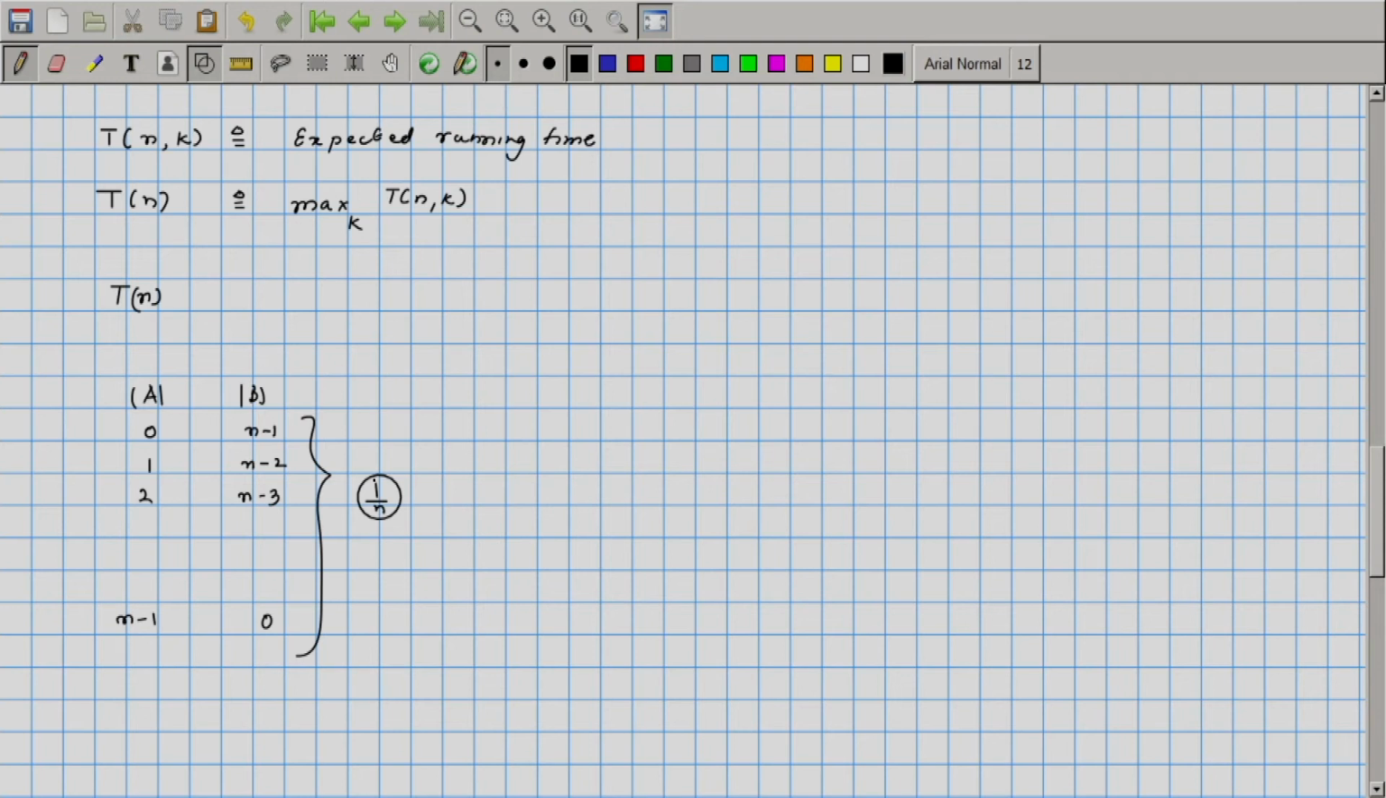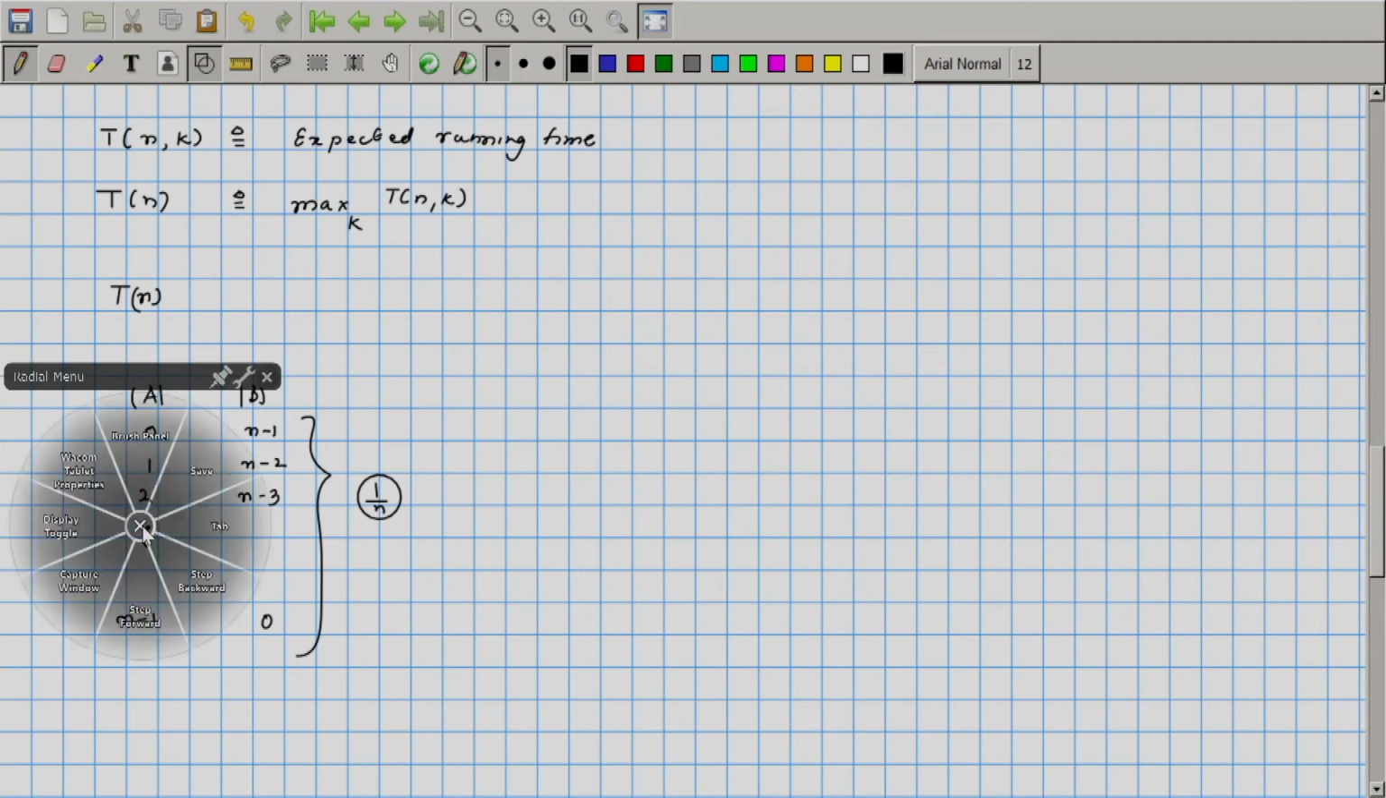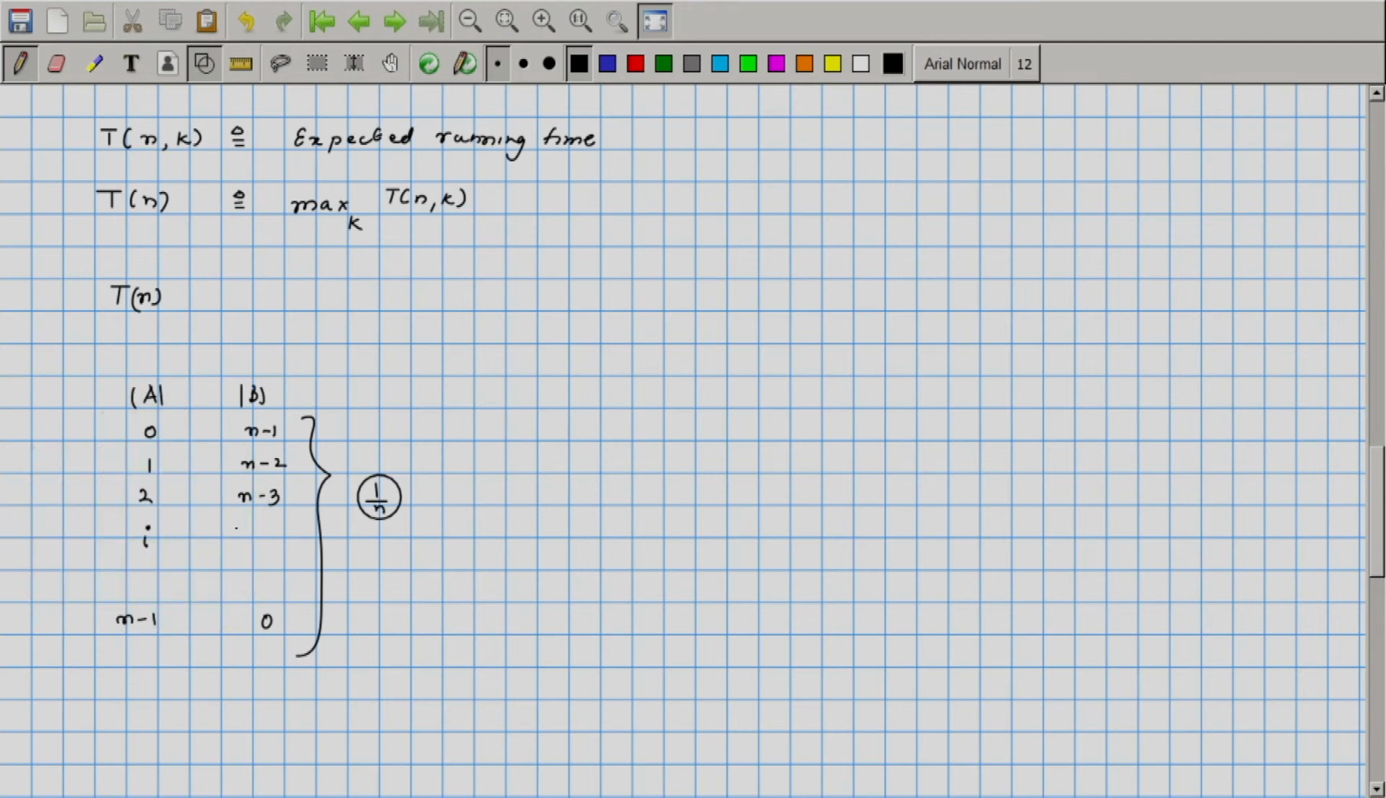Once again, the pivot that we pick, the element y, will uniquely split the entire set into A and B, and the size of A could be 0 to n minus 1, and the size of B also could be 0 to n minus 1. Once the size of A is fixed, the size of B is automatically fixed, and all these are equally likely. Let us look at the case where A is of size I and B is of size n minus I minus 1.